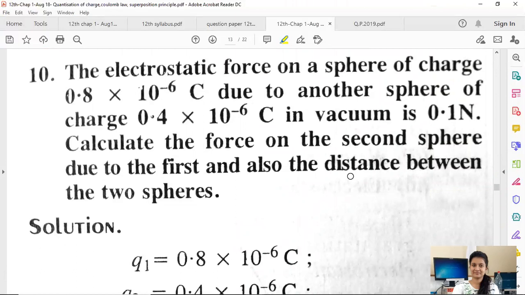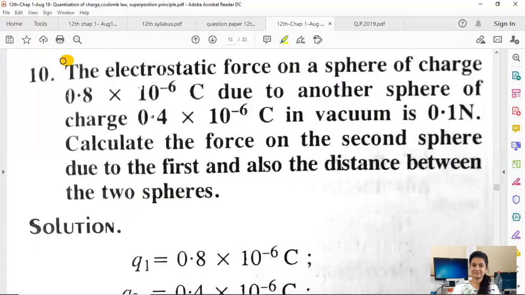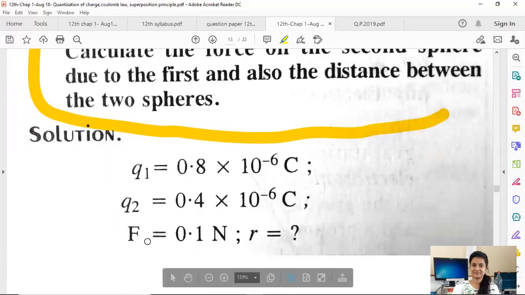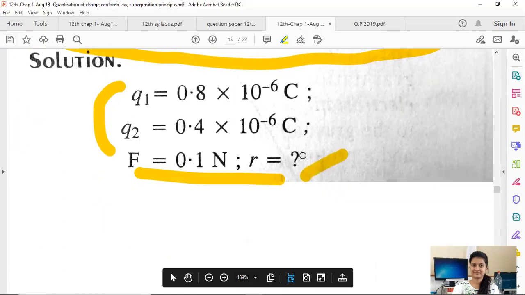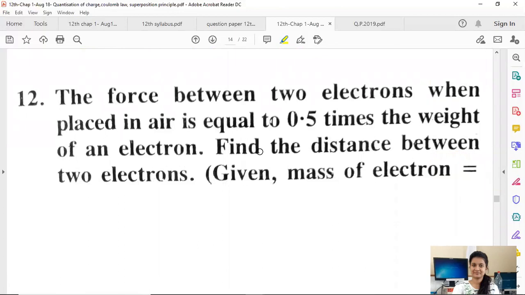Here is a numerical for your practice. This is the same. You have to calculate the distance between these two charges. Charges are given, force is given, and you have to calculate the R by this Coulomb's force expression. Similarly, this is again for practice.